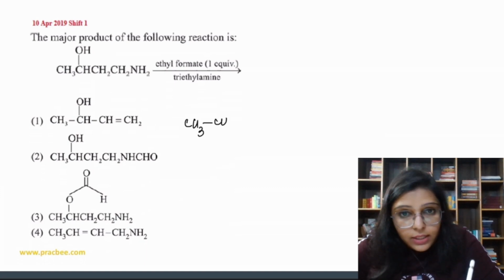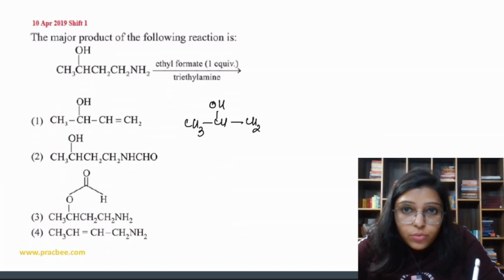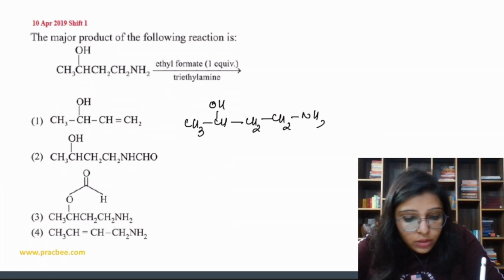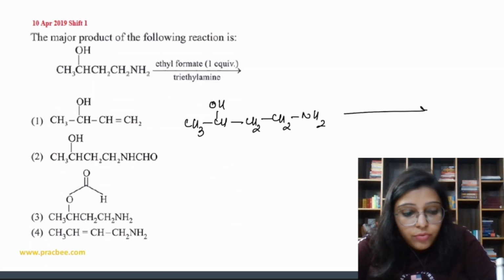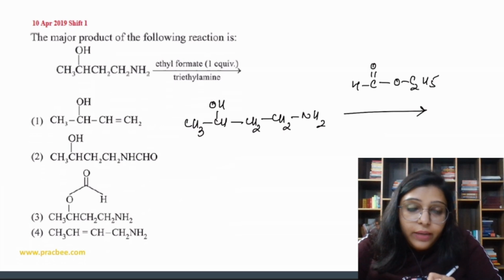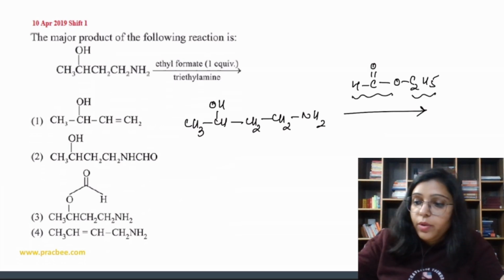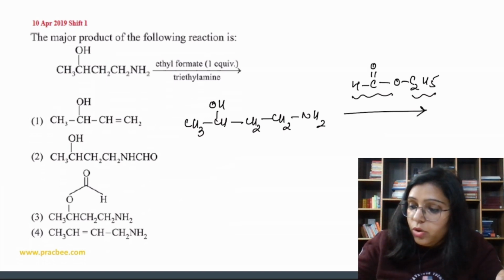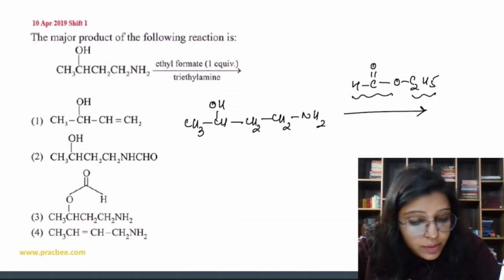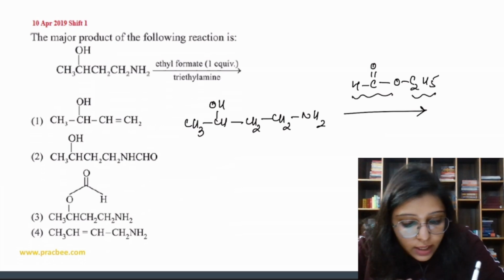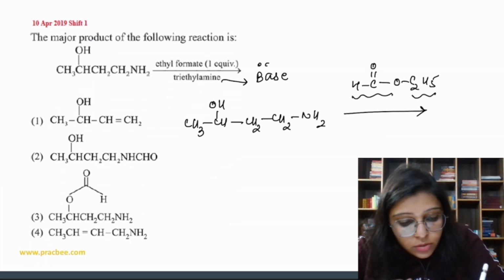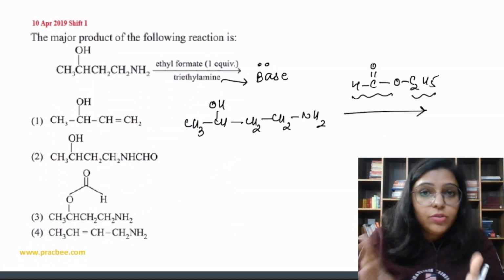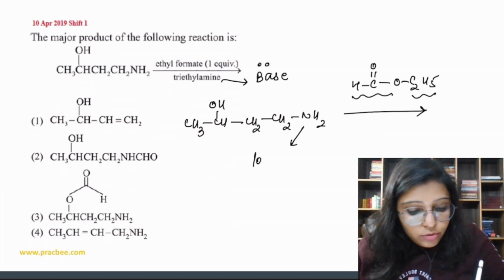The major product of the following reactions. So we have CH3, CHOH, CH2, CH2, NH2. Now, ethyl formate. Ethyl formate is this. Ethyl and formate. Formic acid. This is formed from ethanol and formic acid. In the presence of triethylamine, triethylamine is going to act as base. So now, which one can easily attack, nitrogen or oxygen? Obviously nitrogen, because it is less electronegative.